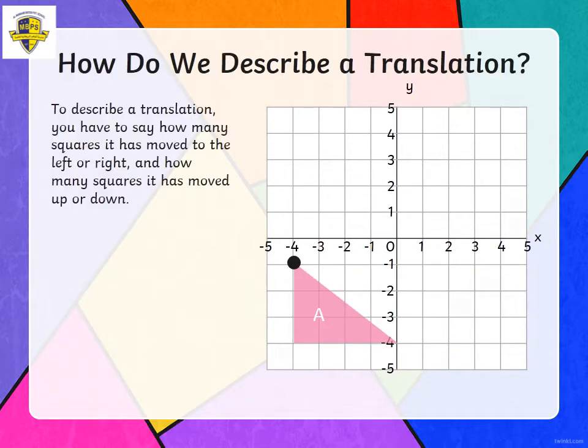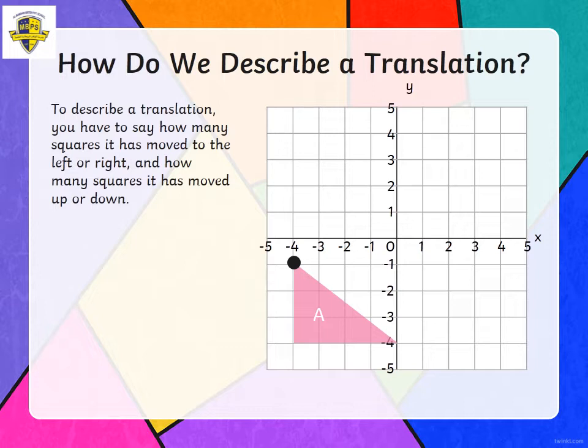Now we are going to start learning how we can describe a translation. To describe any translation, we have to say the shape's movements, left or right side, and how many steps to the left or right, and also describe the movements on the y-axis, up and down. And also we have to say how many steps we go up or down. Let's practice this on an example.